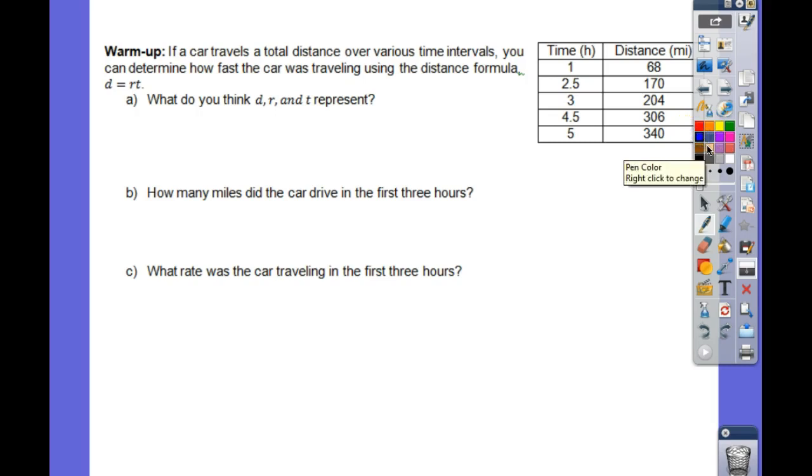So D is probably the easiest. They almost tell it to us in the description. What's D? Distance. What's the obvious one? Yeah, time. T is time.